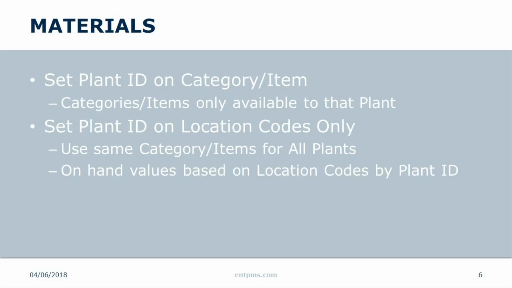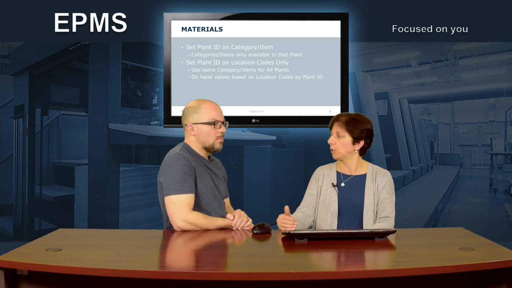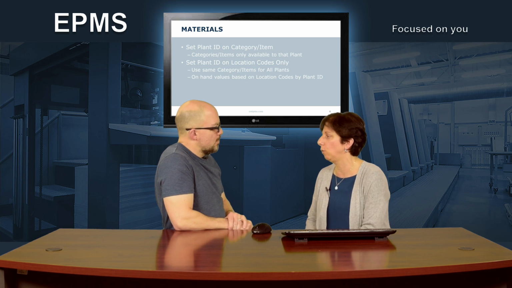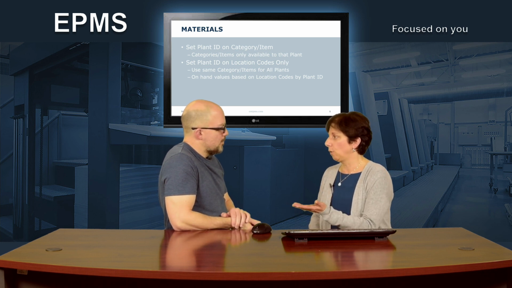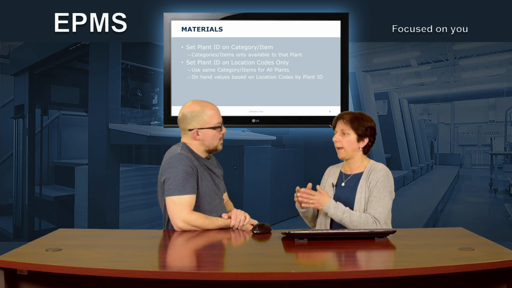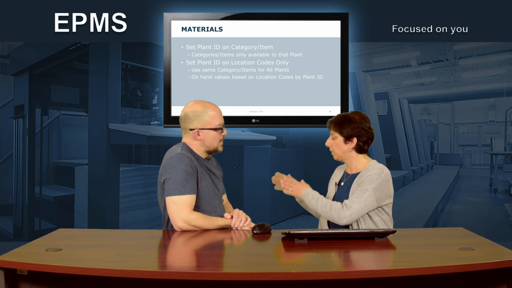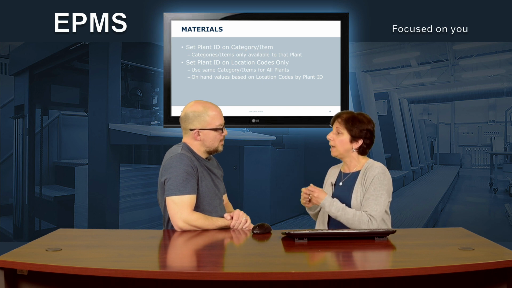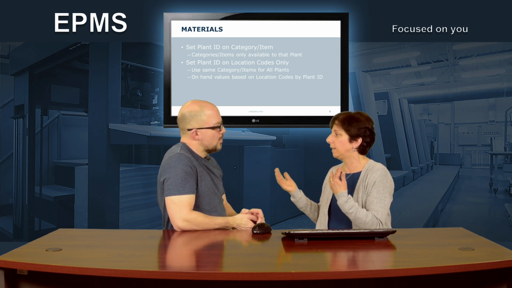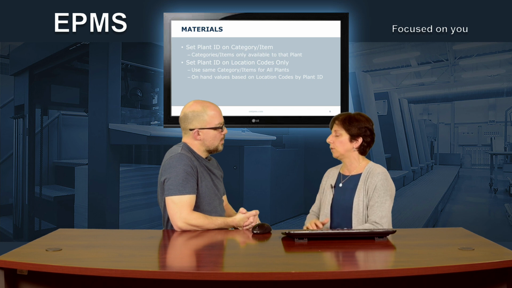Gotcha. Okay. The other option is you can set the plant ID on a location code only. So then you'd use the same category and item for all the plants, and then the on-hand values would belong to a particular plant based on the location codes. So in that case, you could have a location code called plant 1 or a location code called plant 2, or you may have completely different warehouse locations and assign plant 1 to those locations and another set of locations assigned to plant 2, and then you'd be able to look at what you had on hand based on a plant. Right. But they'd be using the same material code.